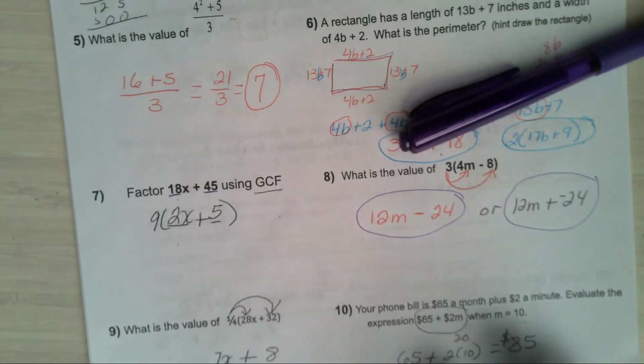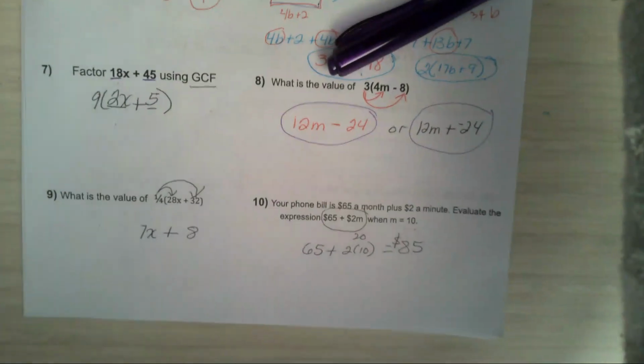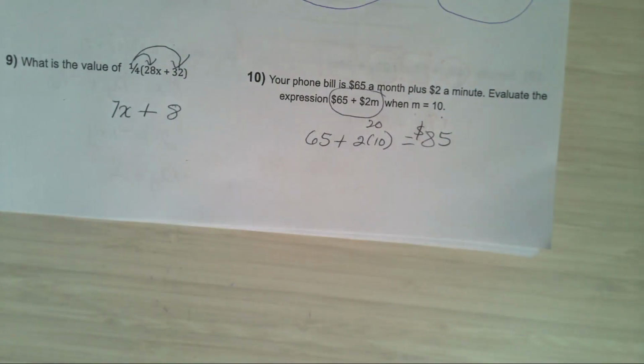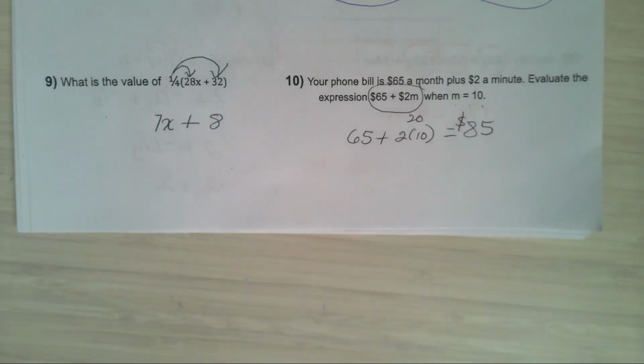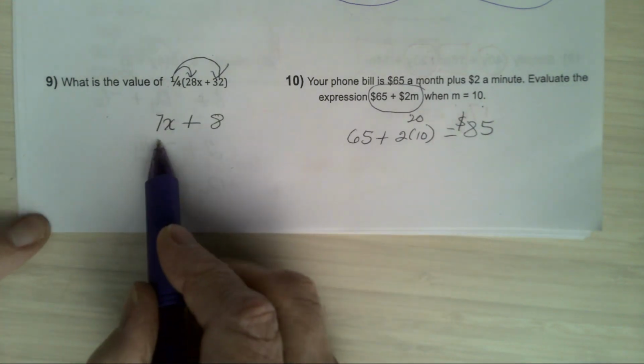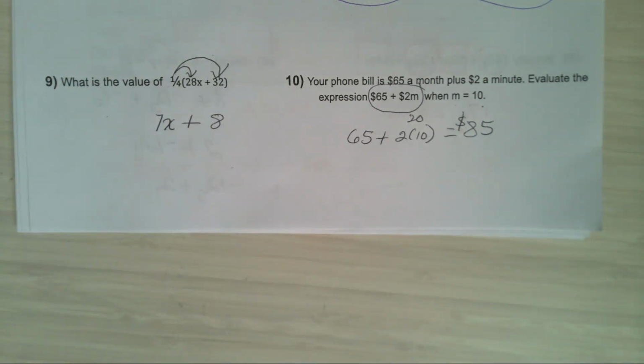And when you do that, when you're multiplying by a 4th, you just divide both sides by a 4. Now I see 2 boys that asked lots of questions. Sorry for the interruption. In problem number 9, we are multiplying by a fraction. 1/4 of 28x is 7x. 1/4 of 32 is 8. So the answer is 7x plus 8. Are there any questions?